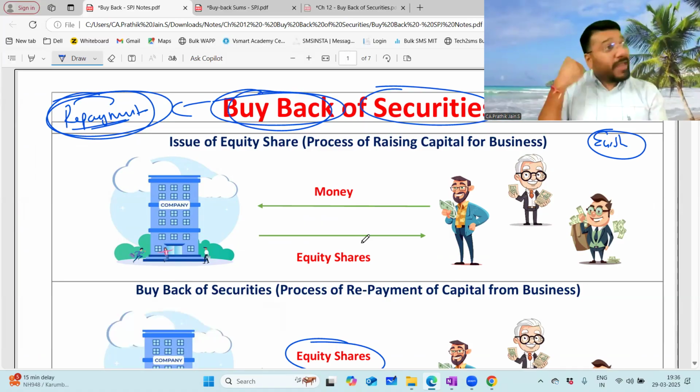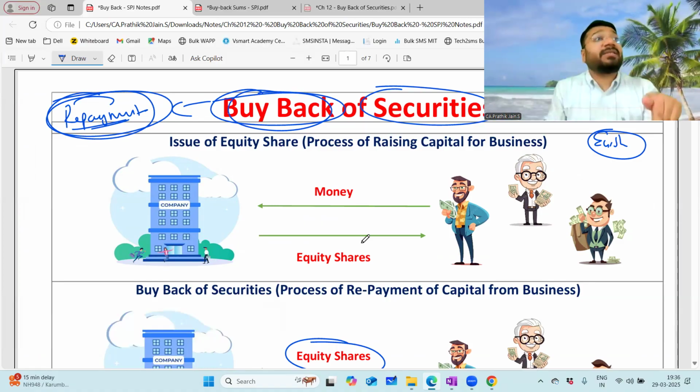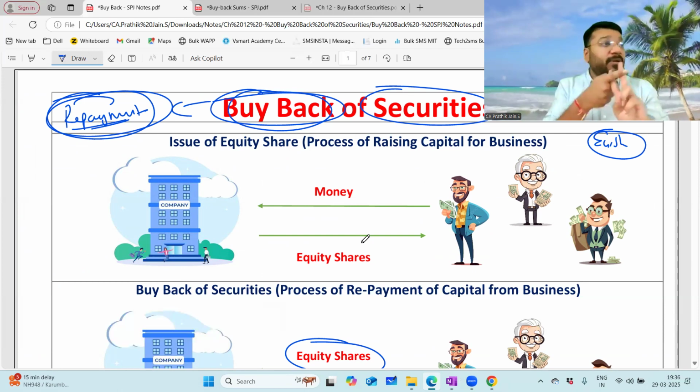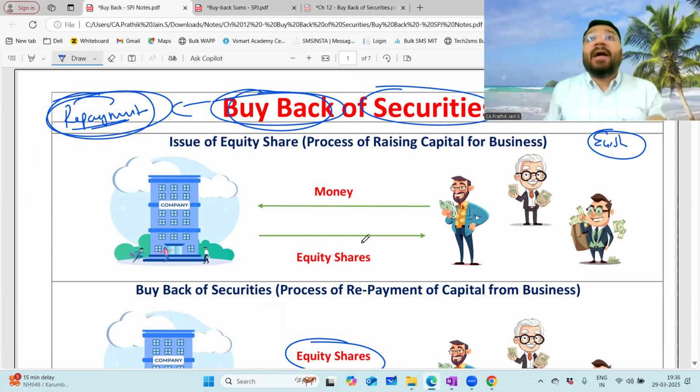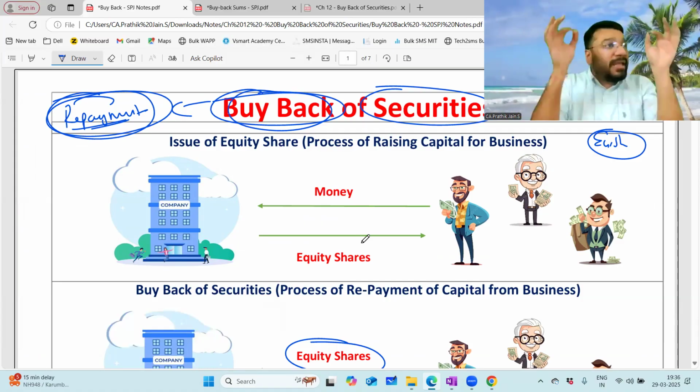Redemption means repayment of capital, but on the due date as agreed. It is planned repayment, whereas buyback means what? Unplanned, meaning I'm paying before the due date. Preference shares can be both bought back and redeemed, but equity shares can only be bought back, because we have never committed any date for repayment to anybody. So equity shares can never be redeemed. They can only be bought back.